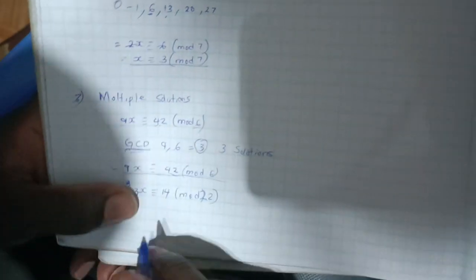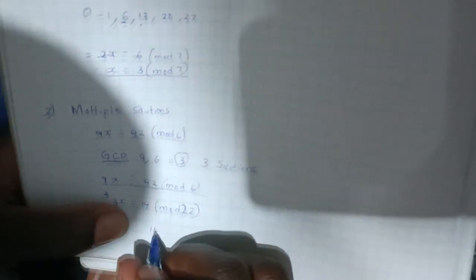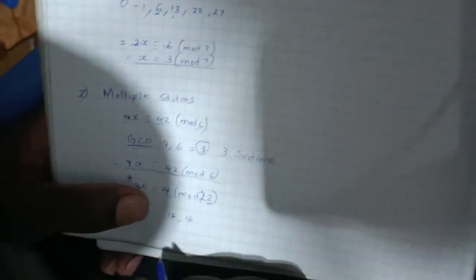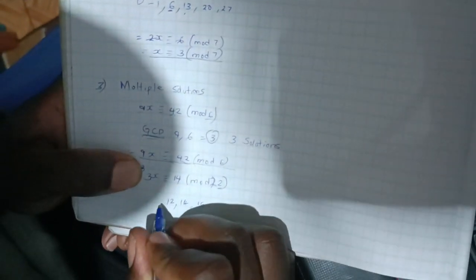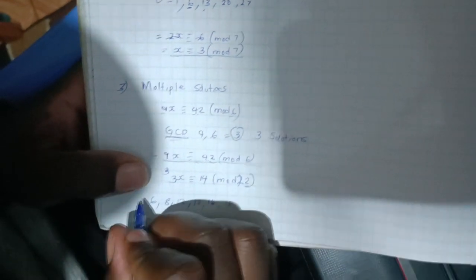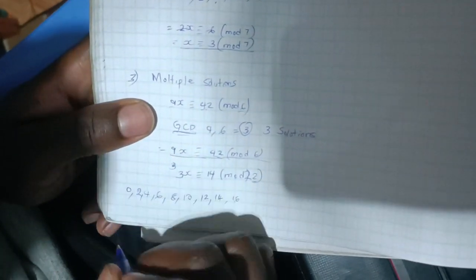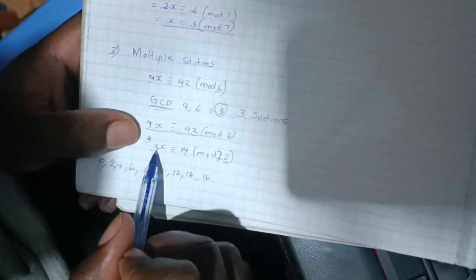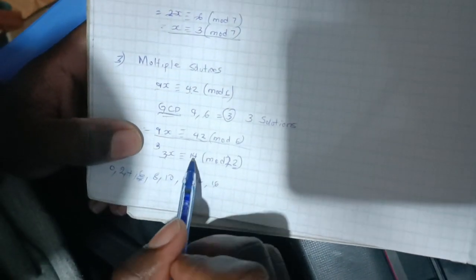So we can list the least residue system of 14, starting with 14. When we add 2, we get 16, but we are looking for a number that is closer to 0. So we go back and say 12, 10, 8, 6, 4, 2, 0. So we take a number that is closer to 0 that is divisible by 3, which is 6. We substitute 14 with 6.